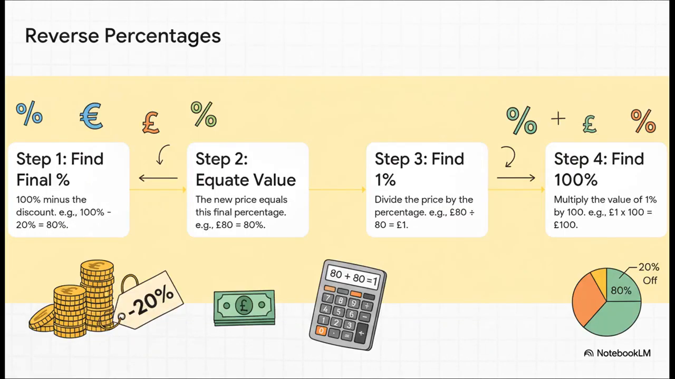So here's how you nail it every single time. If a coat has 20% off, that means you're paying 80% of the original price. So that £80 you paid, well, that is 80%. Makes sense, right? So to find what 1% is, we just divide the £80 by 80. That gives us £1. And if 1% is worth £1, then the original 100% must have been £100. It's that simple when you think about it that way.